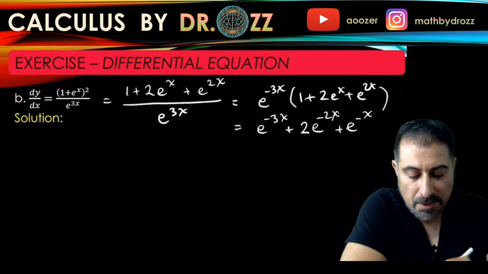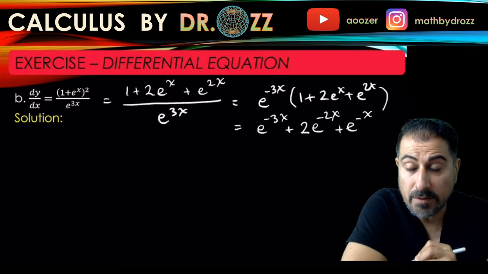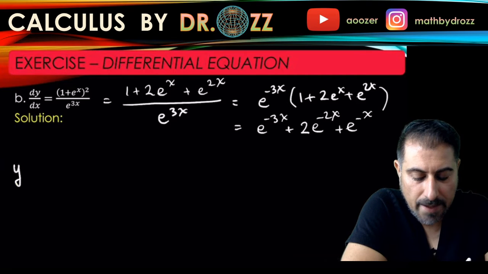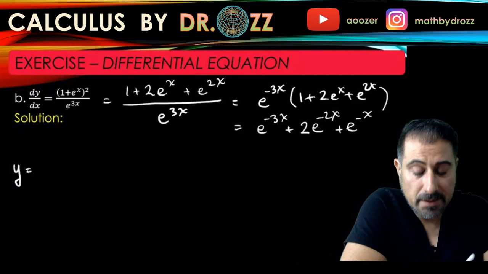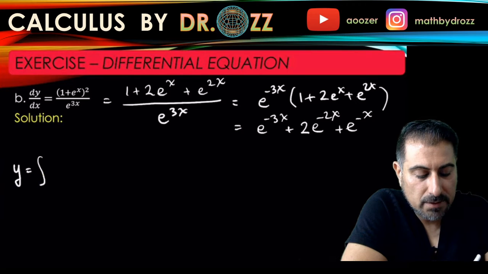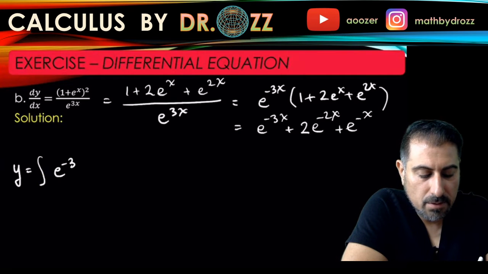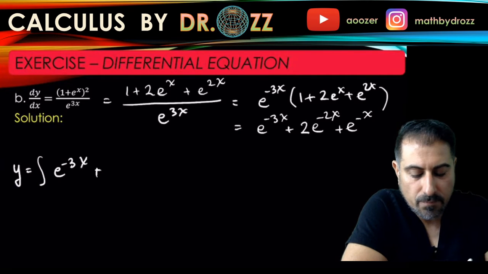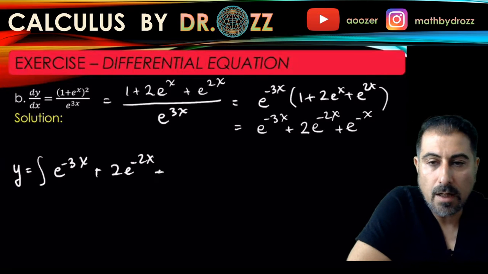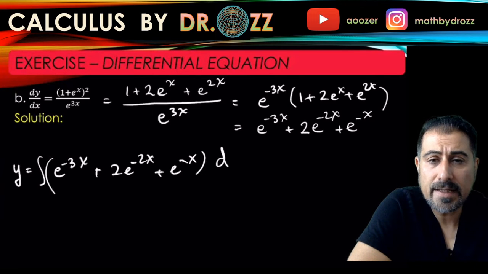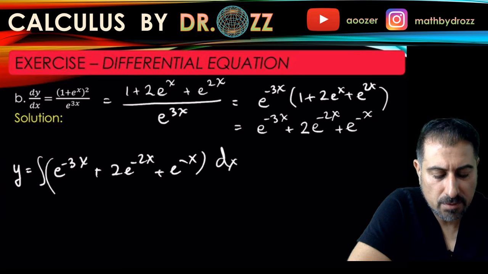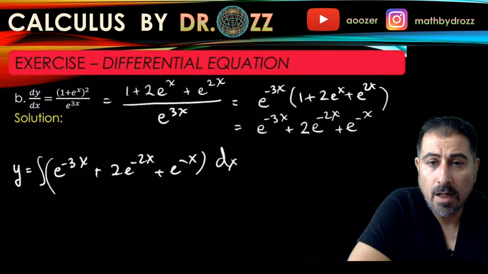So that allows me to write y, the solution of the differential equation, as the antiderivative of e to the minus 3x, plus 2 e to the minus 2x, plus e to the minus x, all multiplied by dx in parentheses. So what I'm going to do again is split this integral into 3 parts and maybe do some u substitution eventually.